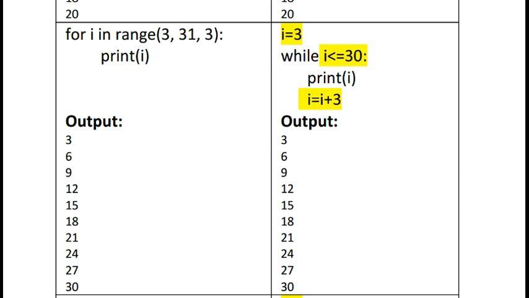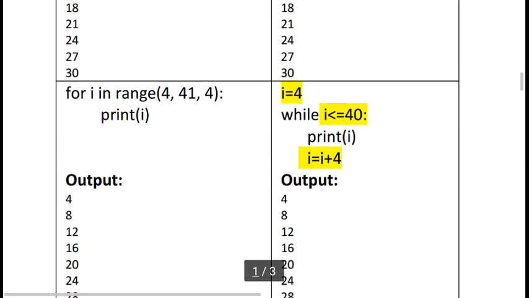and 30. And the same for loop I want to convert into a while loop. So here I am using i = 3, while i <= 30, print i, then i = i + 3. Here the increment is 3, and you will see the output stop when the value of i becomes 33. So the while loop condition becomes false and stops the loop.